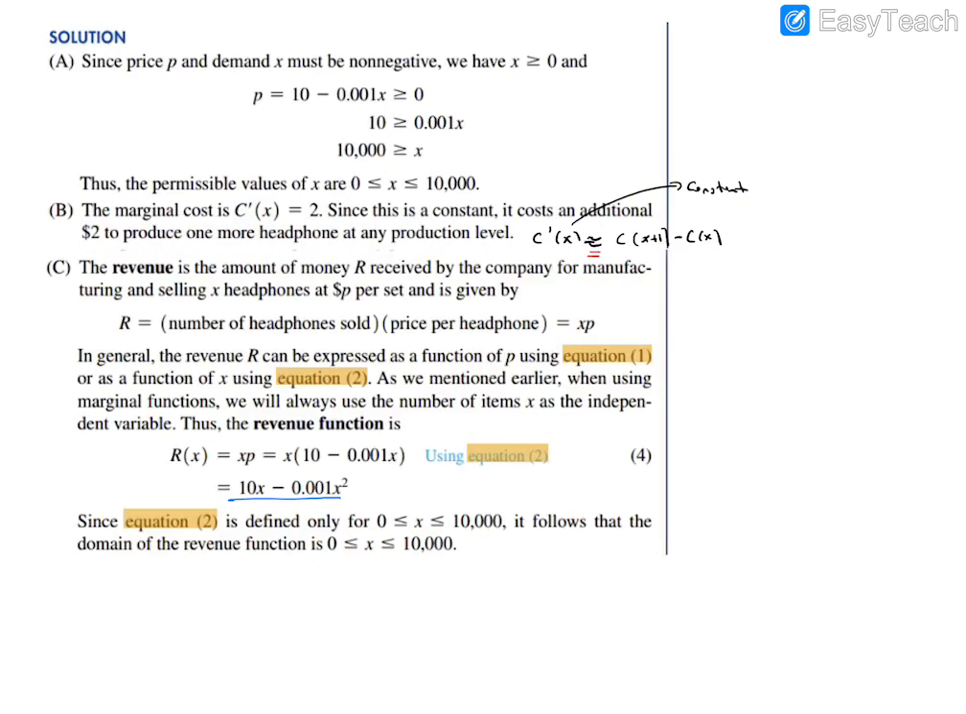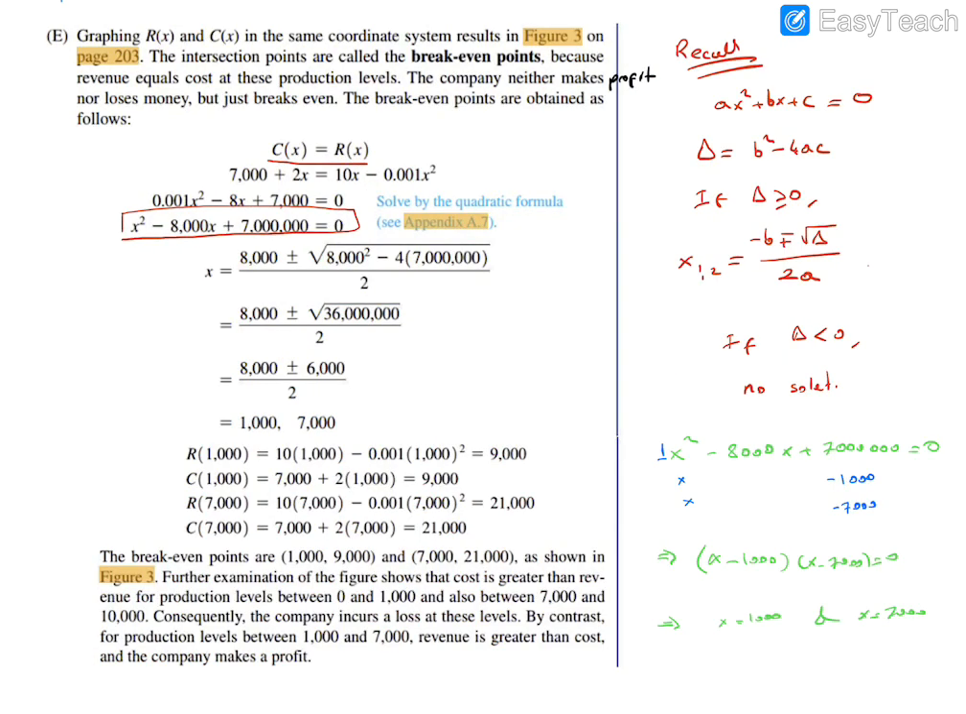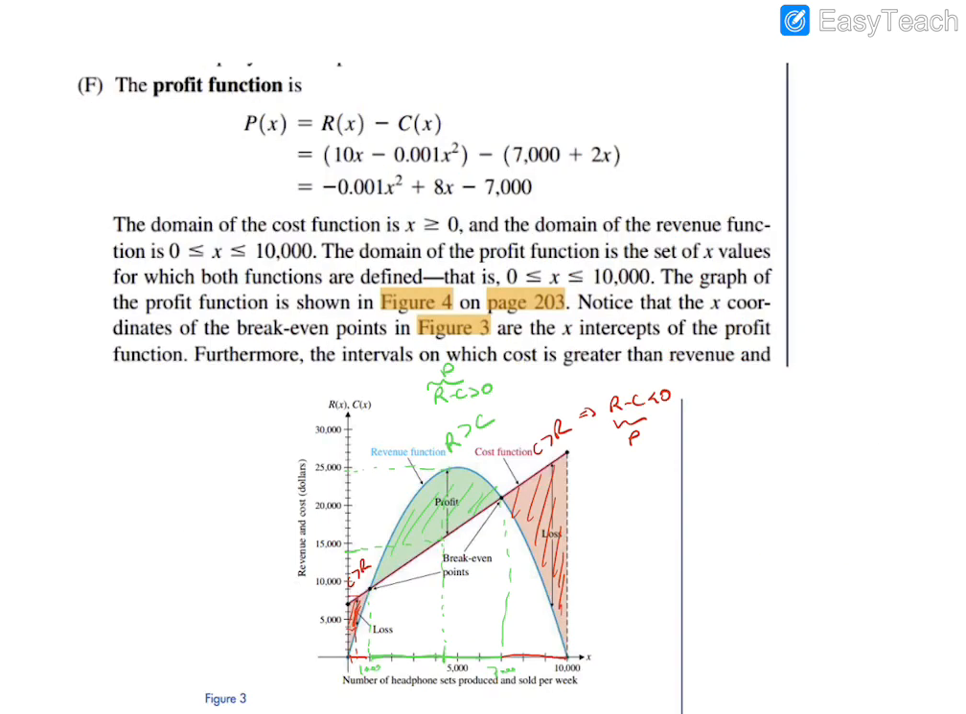So let's look at the next question. Part F. Find the profit function and its domain and sketch the graph of the function. So profit function. Actually, from here I can make some comment. Then I will show the solution to you. This is 1,000. This is 7,000. The domain will be the same, 10,000.